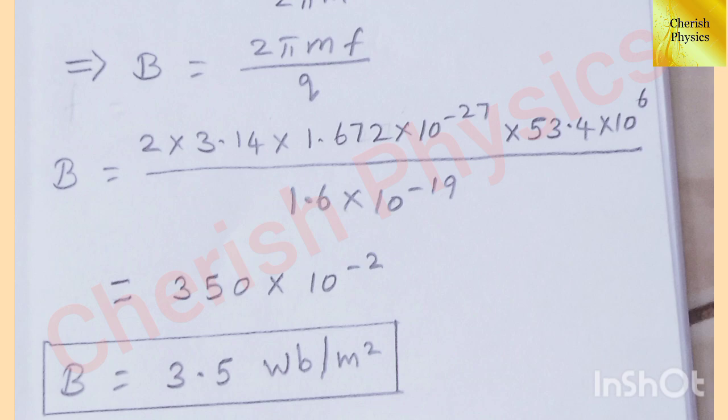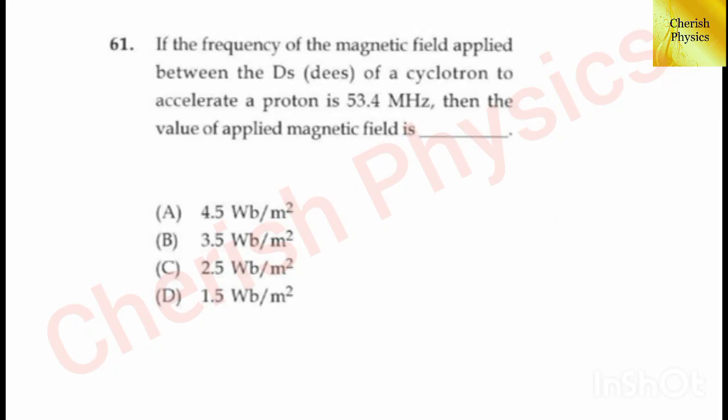where m is the mass of the proton and its value is mp equal to 1.672 into 10 to the power minus 27 kilogram, and q is the charge of the proton, which is equal to 1.6 into 10 to the power minus 19 coulomb. Let's substitute the values. 2 into 3.14 into 1.672 into 10 to the power minus 27 into 53.4 into 10 to the power 6 divided by 1.6 into 10 to the power minus 19. By simplifying, we get 350 into 10 to the power minus 2. Hence B equal to 3.5 Weber per meter squared. The answer is option B.